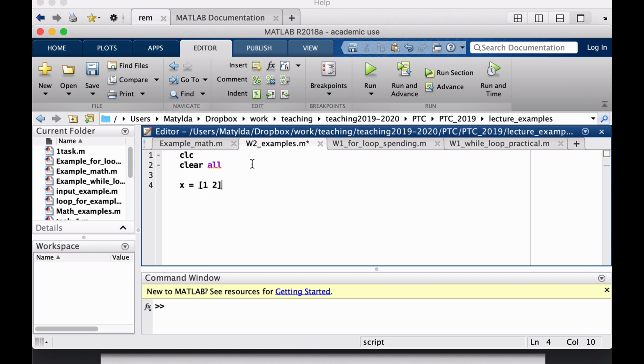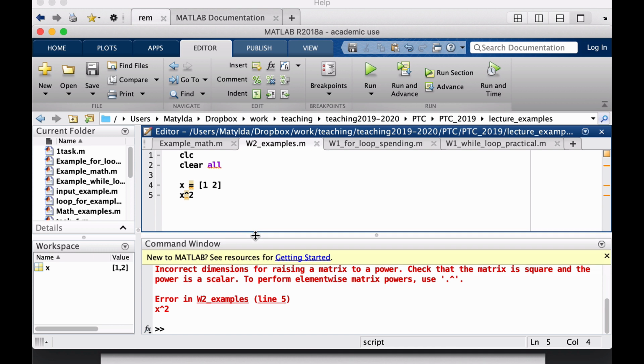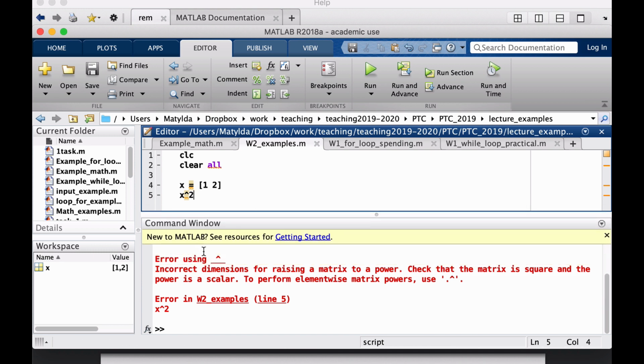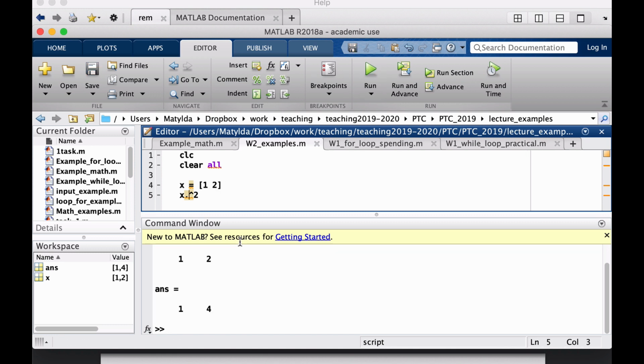1 and 2, and then I want to do x square. Now I should get an error, and the error actually says: error using power, incorrect dimensions for raising a matrix to a power, check that the matrix is square and that the power is a scalar. And to perform element-wise matrix powers, use dot power. So element-wise means element by element. So if I really want element-wise, then now my result will be 1 and 4, a vector of 1 and 4.